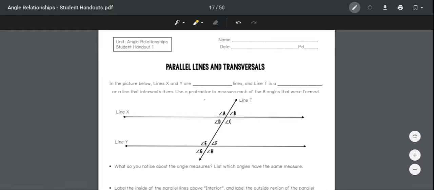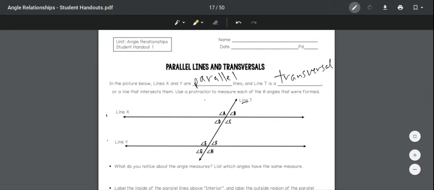Okay, in this unit, we are going to be looking at different types of angles and finding missing angles based on what we know about other angles. So, in the picture below, lines X and Y are parallel lines, like railroad tracks, they're never going to touch. And line T right here is called a transversal, or a line that intersects them.